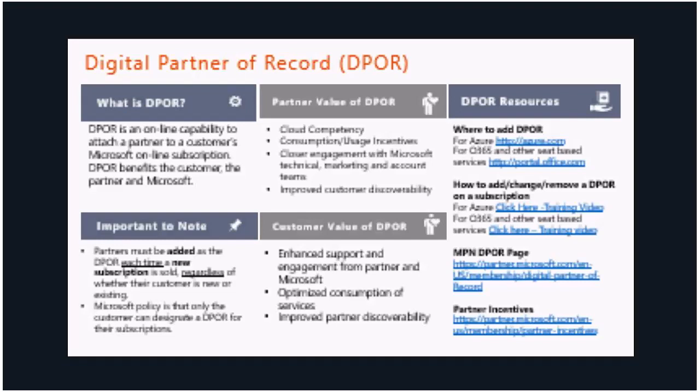Just so you guys are aware, only the customer can make these designations. It's not something that Microsoft can change. It's not something partners can change. There is some increased functionality for Azure that I'll run through here, again, in a minute. But we understand the value to the customer is really just the enhanced support and engagement from the partner and Microsoft. Ideally, having that engagement optimizes the consumption for the services, and it has improved partner discoverability. So it's kind of a two-sided thing for both partners and customers.